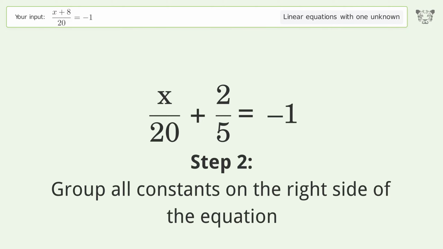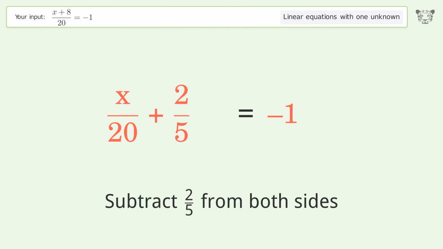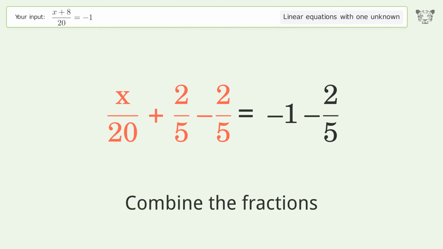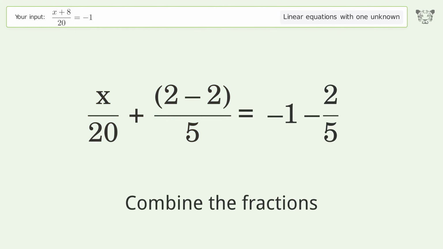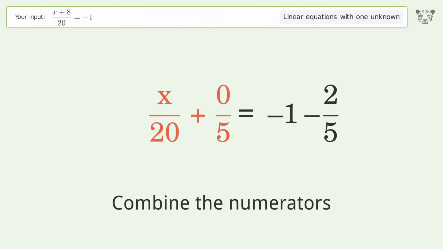Group all constants on the right side of the equation. Subtract 2/5 from both sides. Combine the fractions. Combine the numerators. Reduce the zero numerator.